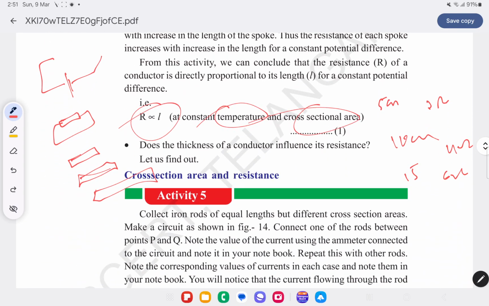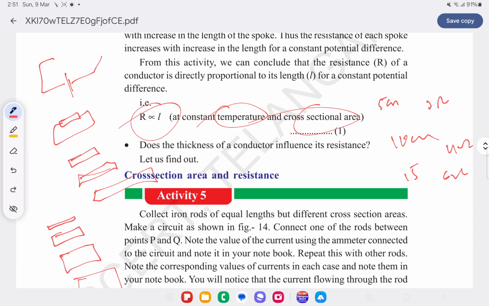Next, area of cross section. Area of cross section means diameter, you can consider. Now you take 4 copper wires. Let all 4 copper wires be of 10 centimeter length only. But thickness is increasing. Okay? So when thickness is increasing, resistance will be decreasing. Why? Because suppose, imagine this is a pipe, its thickness is this much. Then suppose we are letting water pass.